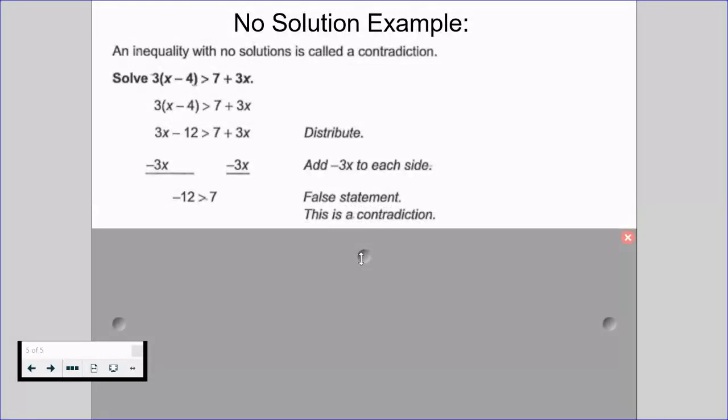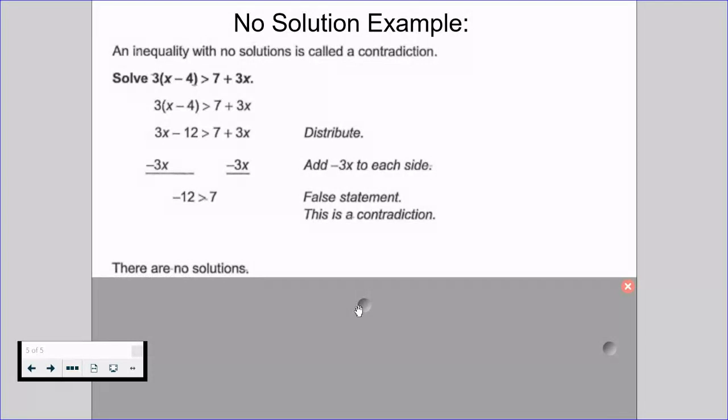This is sometimes called a contradiction, but there are no solutions because our variables canceled out and we're left with a false statement. So just like equations, if it's a false statement, it's going to be a no solution. With an all real numbers, it was a true statement, so it's going to be an all real numbers. But now we have to think about how we compare the numbers because an inequality sign is comparing two values in the general realm of things. So since we have negative 12 is greater than 7, we know that's false. So this is going to be a no solution. And your final answer would be no solution.